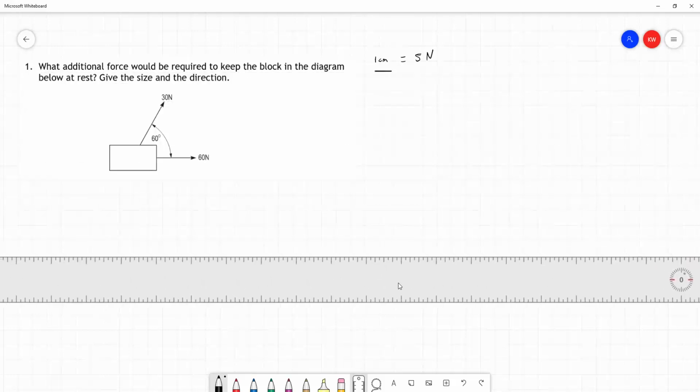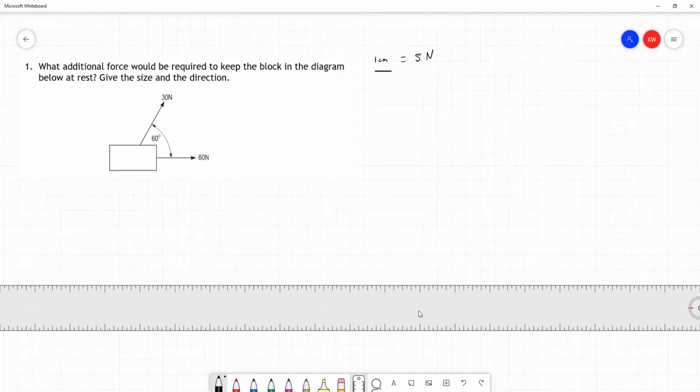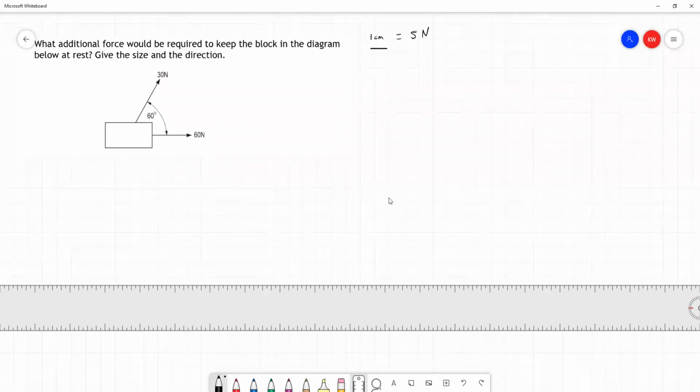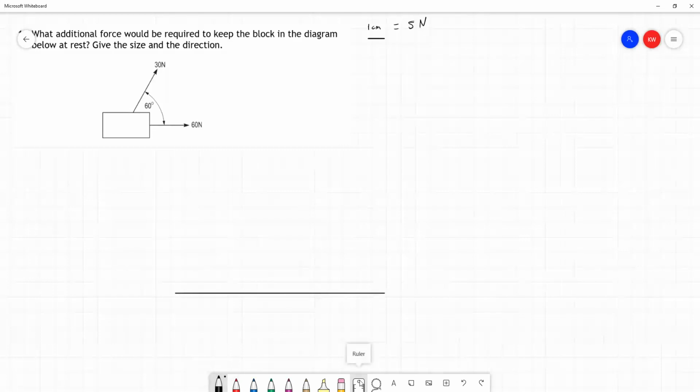Let's draw in the 60 newton vector. Now we've said that 1 centimetre on our ruler is going to represent 5 newtons. So a 60 newton force has to therefore be 12 centimetres long. So I'm going to draw an interval of 12 centimetres to represent that horizontal vector as accurately as I can. This is 12 intervals of my ruler, 12 centimetres.